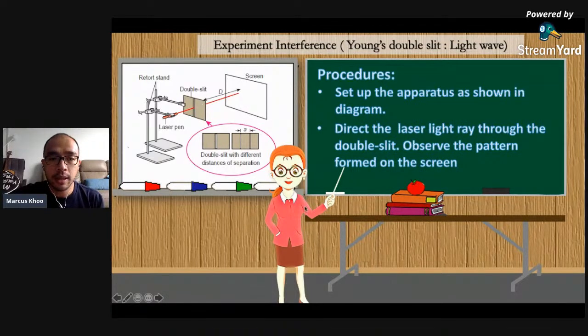All right. For now, I'm going to stop sharing this. I want to show you a couple of videos, just to show you the interference pattern. Hold on now.